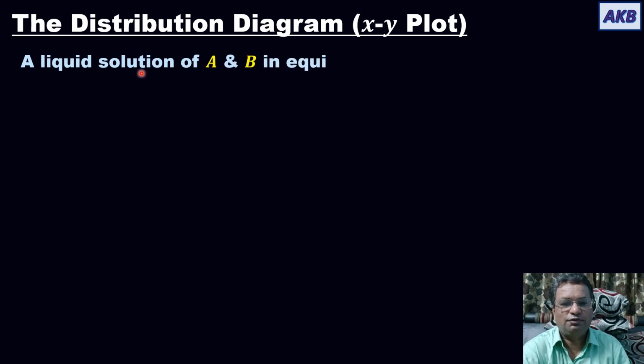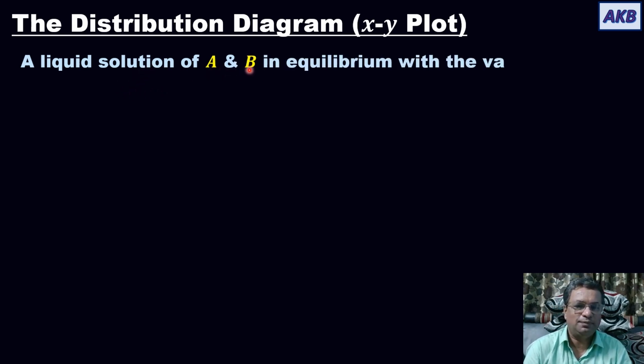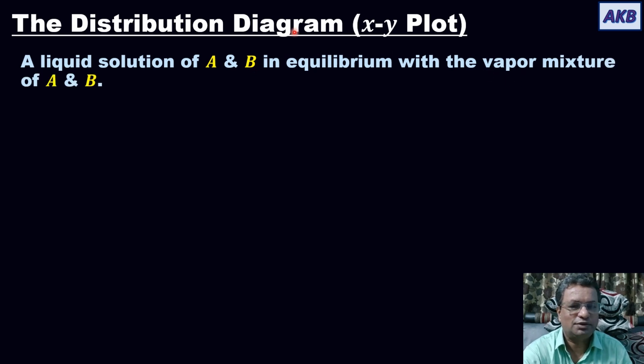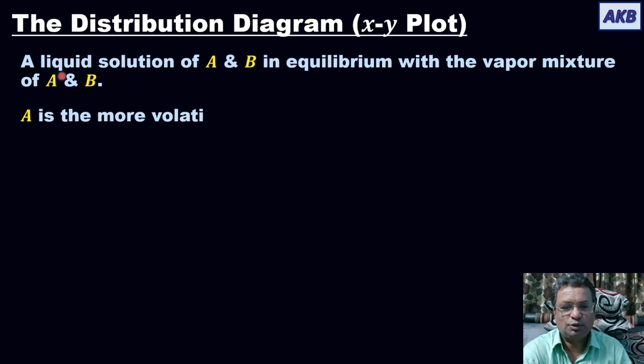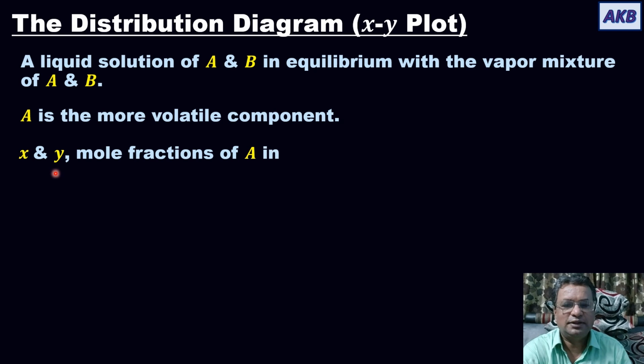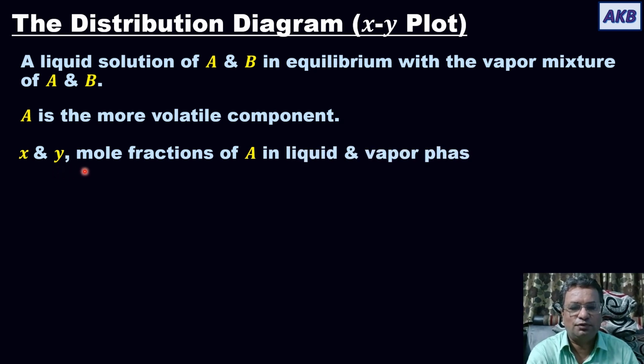So what is this? If you have a liquid solution of A and B in equilibrium with the vapor mixture of the same two components, A and B, and in this case, out of A and B, A is the more volatile component. That is, A has a lower boiling point and higher vapor pressure than B. X and Y, these are mole fractions. X is the mole fraction of A in the liquid phase. Y is the mole fraction of A in the vapor phase.